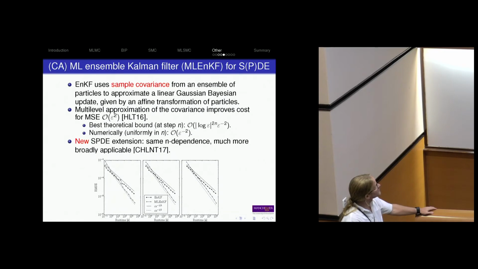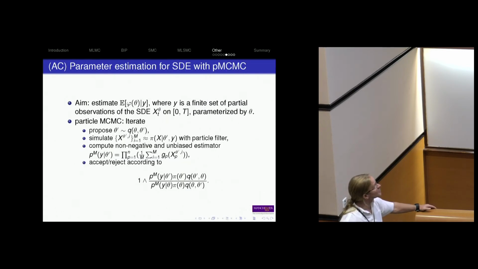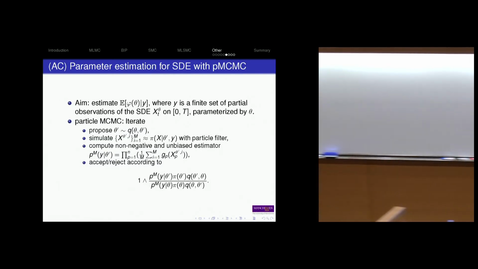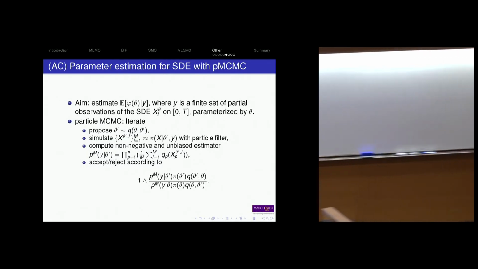And recently we extended this to the context of SPDE. So we have the same n dependence, and yet the method should be much more broadly applicable. For example, to these types of contexts where people are typically applying the ensemble Kalman filter, weather prediction, and so on.